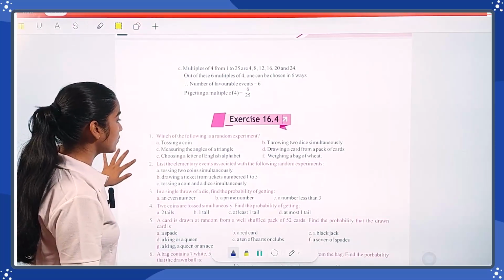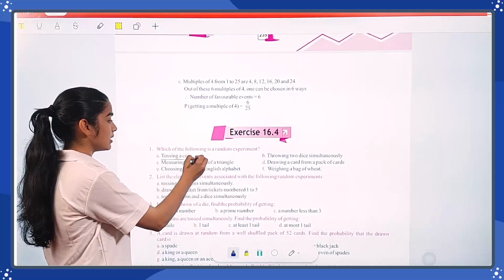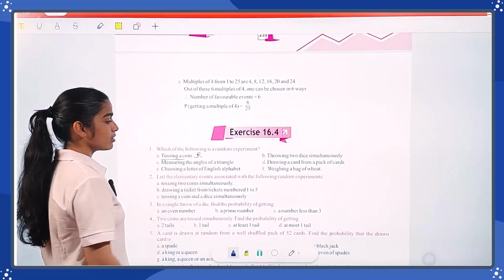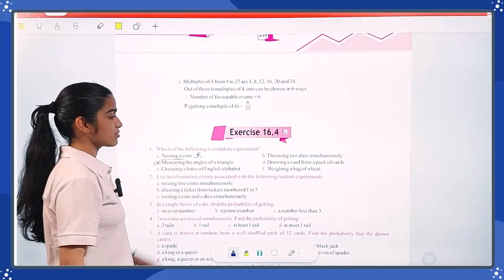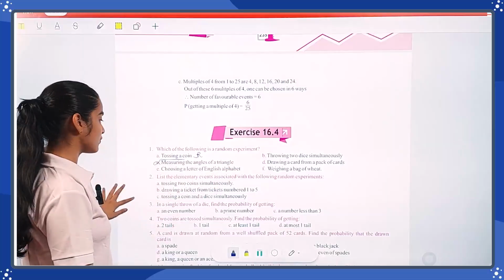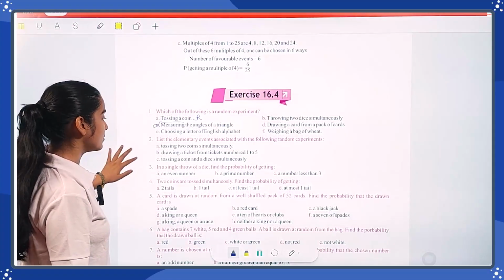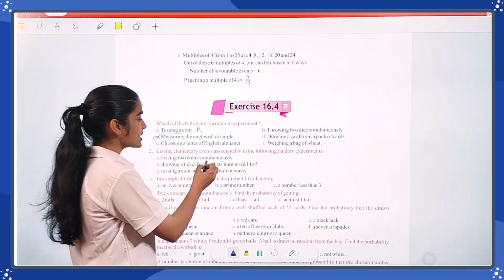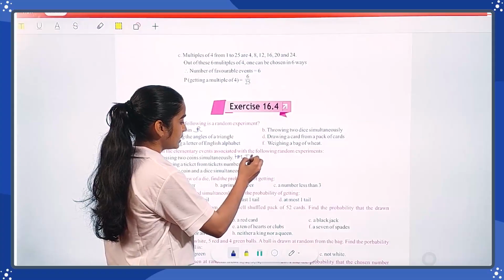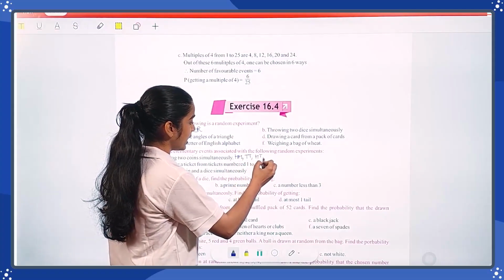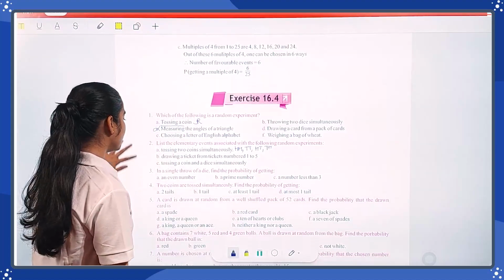Which of the following is a random experiment? Tossing a coin. Yes, it is a random experiment. Measuring the angles of a triangle. It's not a random experiment. So in the same way, you can solve the rest of the questions. List the elementary events associated with the following random experiment. Tossing 2 coins simultaneously. So head-head is a possibility, tail-tail, head-tail, and tail-head. So these are the possible elementary events.